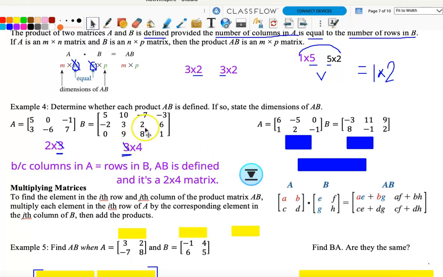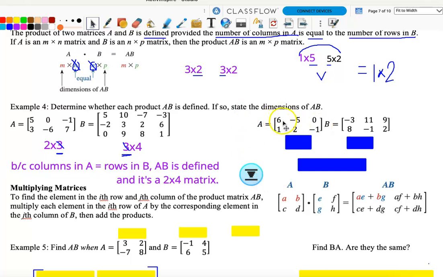Okay. Now, if we flipped this around, we would not be able to do B times A. Because if I flipped these, the 4 and the 2 don't match up. So the order is super important when you are multiplying matrices. Let's look at the next one.